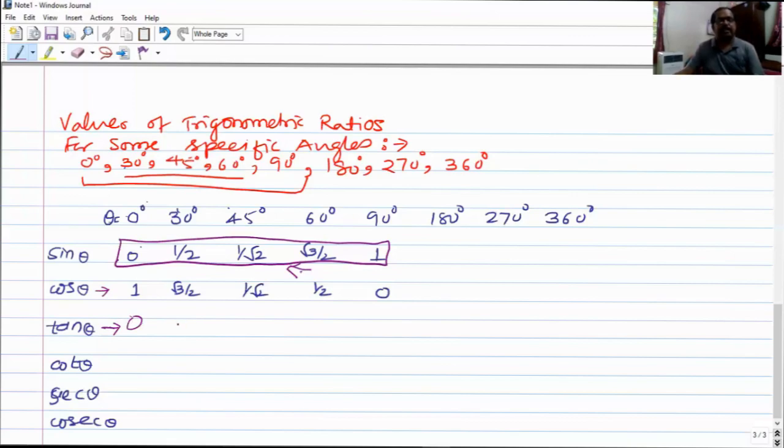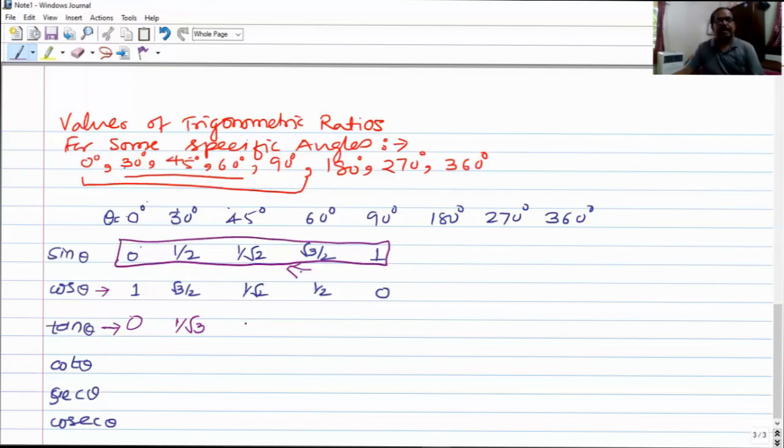Then again the same relation we can use, tan theta is sine by cos, for the angle 30 degree also. So tan 30 degree will be sine 30 by cos 30. It is 1 by 2 upon root 3 by 2, just taking the ratio, the 2 in the denominator will get cancelled and you are left with 1 upon root 3. So I can write the value of tan 30 as 1 upon root 3.